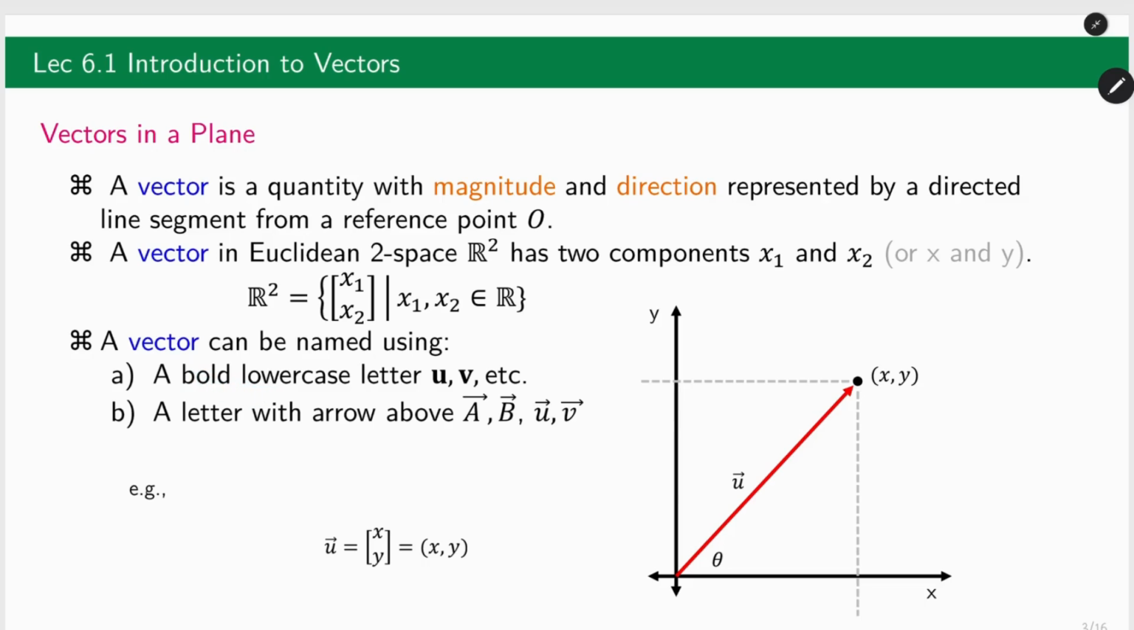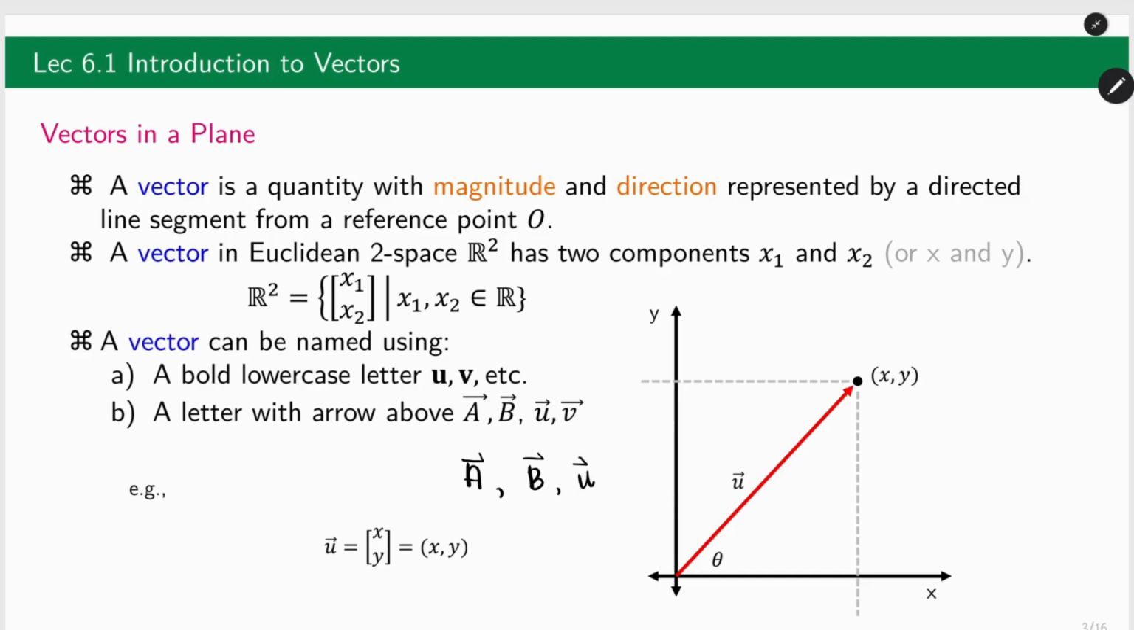A vector can be named using any of the following. You may use a bold lowercase letter like u, v, etc. You can also use capital letters as long as they are in bold face. Or it can be written as a letter with an arrow above, just like this one. Vector A, vector B, vector U, vector V. You can also write the vector with a harpoon, just like this one. Okay, if you're familiar with this.